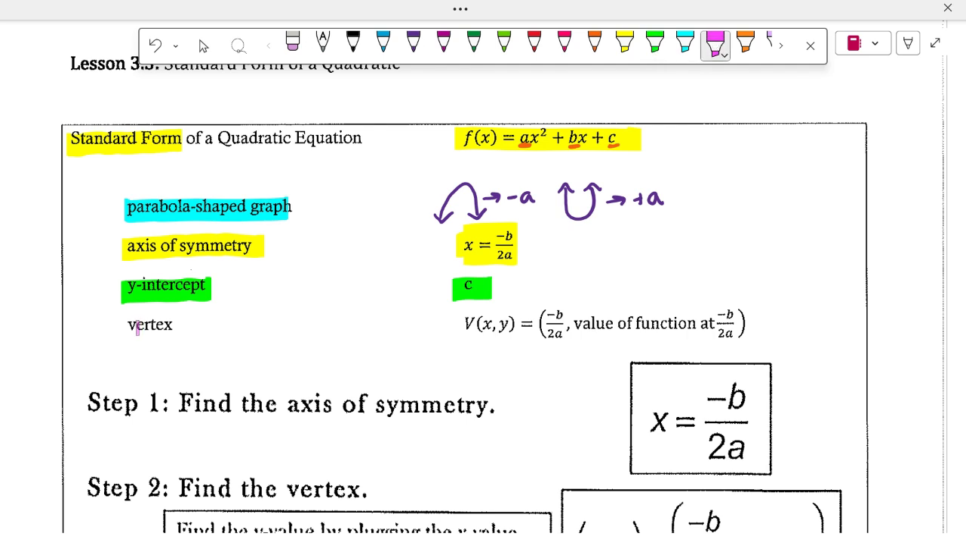And then finally, the vertex. With the vertex, obviously it's a point, but you take whatever you got for the axis of symmetry, so that's negative b over 2a. That gives you the x. And then you plug that value back into the original function to get the y.